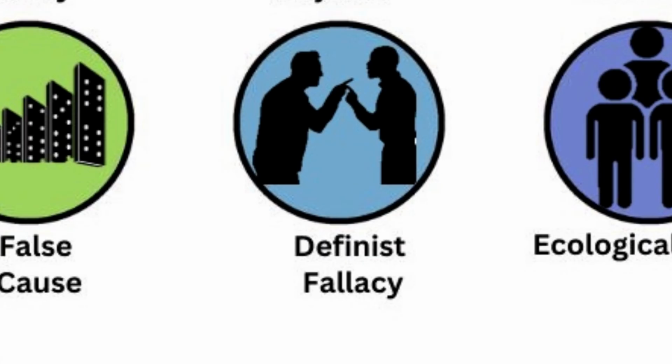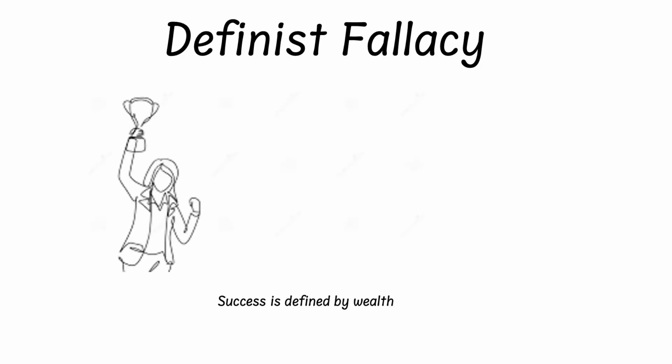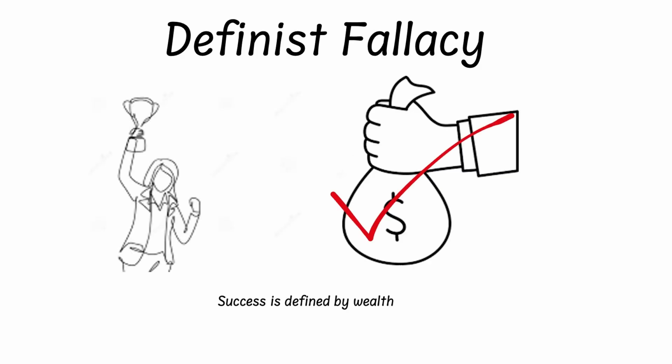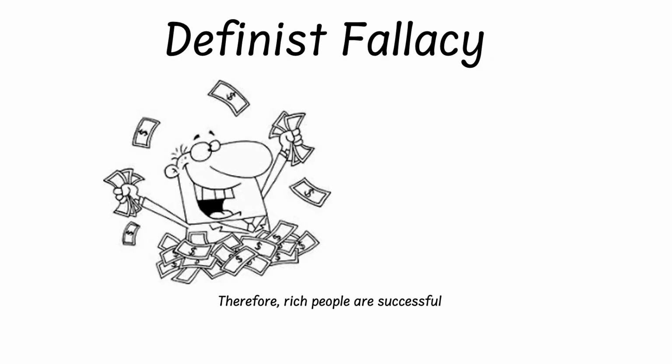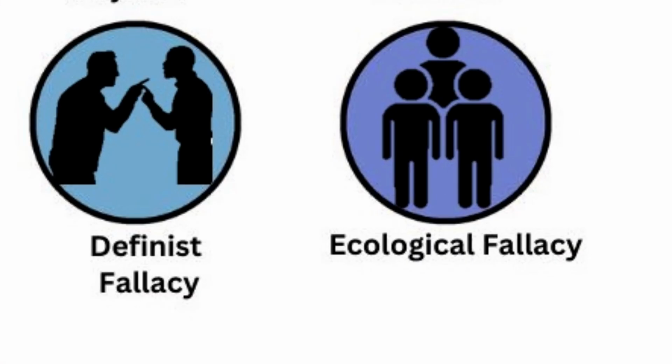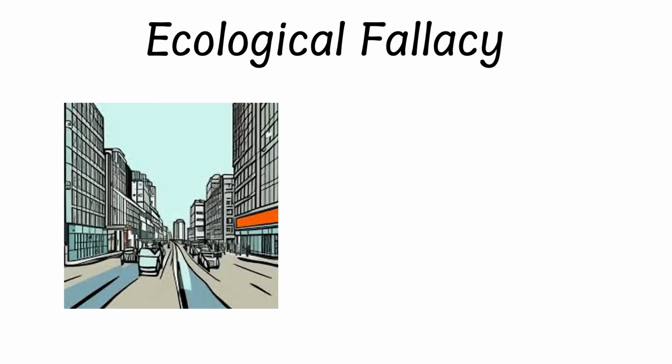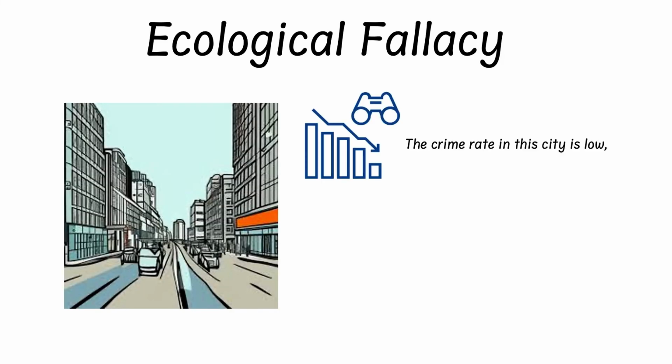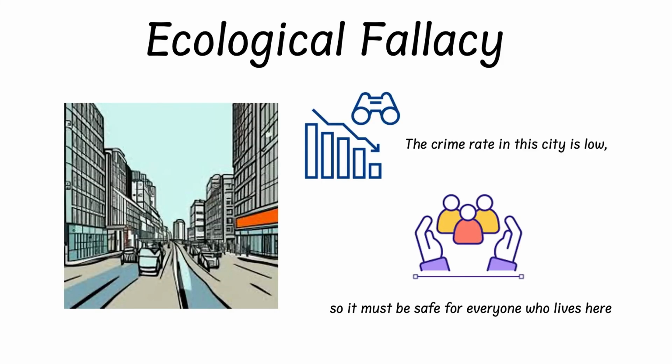Definite fallacy. The definite fallacy involves defining a term in a way that unfairly supports one's argument. It manipulates the definition to create an advantage in the discussion. Ecological fallacy. This fallacy assumes that what is true for a group is also true for each individual within that group. It overgeneralizes from group-level data to individual cases.